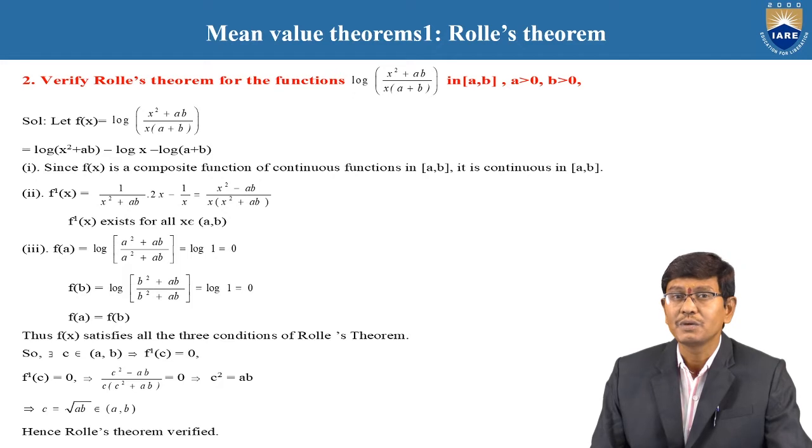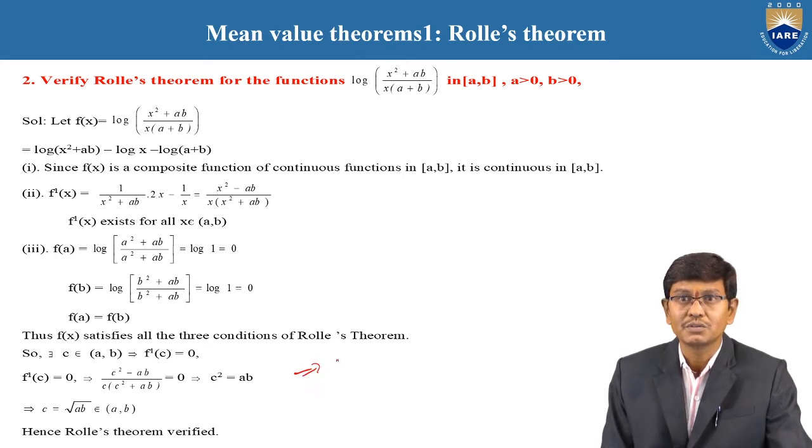And by equating the numerator to 0, automatically c square minus ab is equal to 0. That is c square is equal to ab. If c square is equal to ab, that is nothing but c is equal to square root of ab. That c is equal to square root of ab is nothing but which lies in between a comma b.